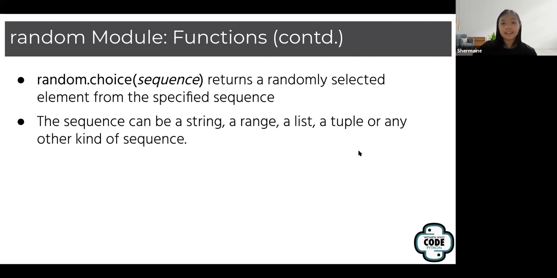Next, we have random.choice, and then you can put in a sequence. This returns a randomly selected element from the specified sequence. It can be a string, a range, a list, or any kind of sequence.